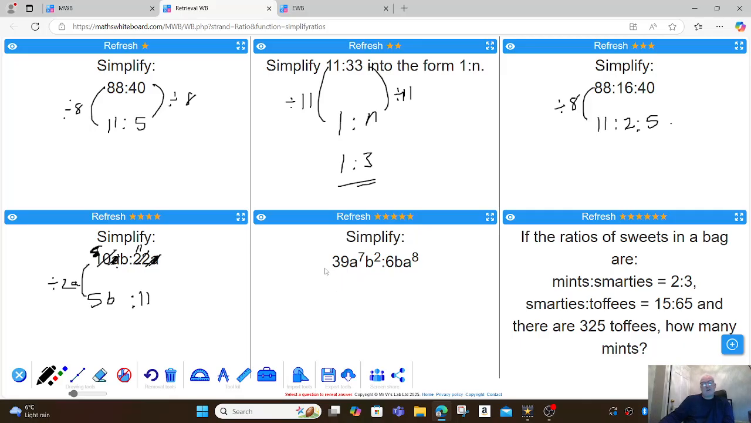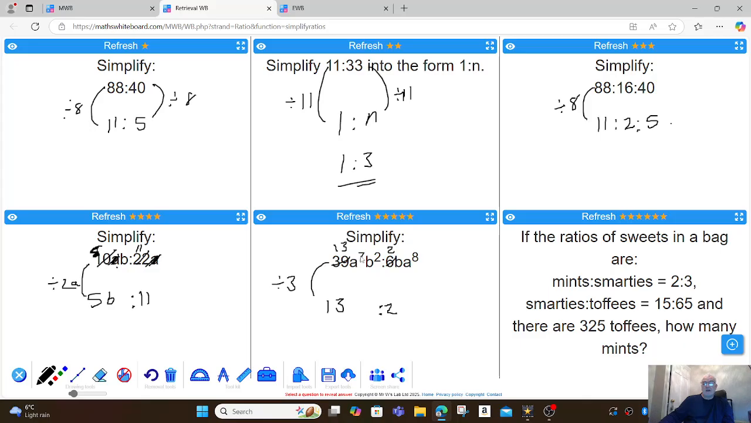If we look at the next one, let's just do the numbers first. So 39, I could divide that by 3. 3 goes into 3 once, 3 goes into 9 3 times, 3 goes into 6 twice, so I've got 13 and 2. Okay, now let's have a look at the letters.